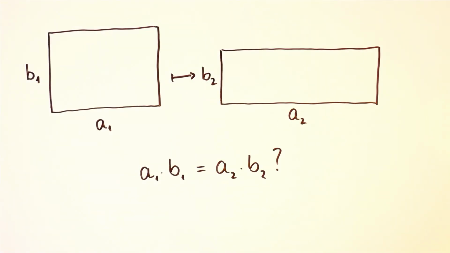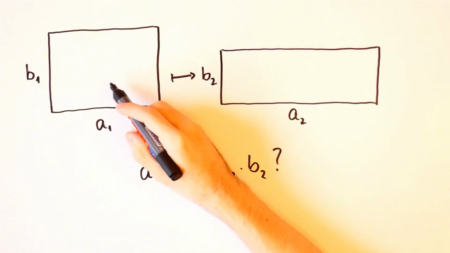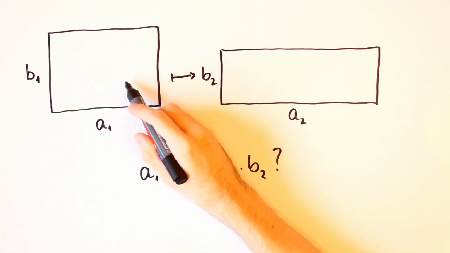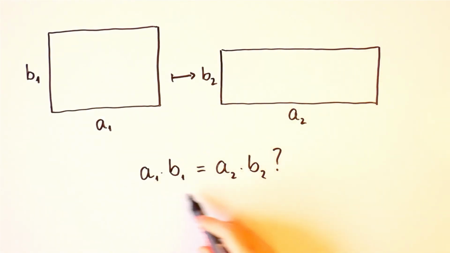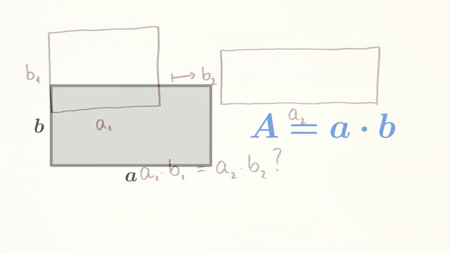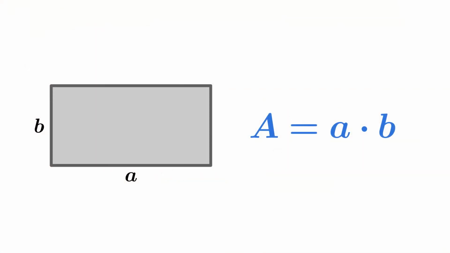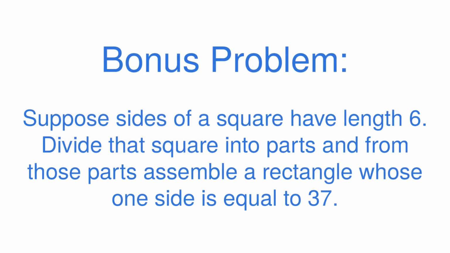We can generalize this question by asking how do we know that if we divide one rectangle into parts, and from those parts assemble another rectangle, the products of their sides will be equal. This, however, we won't prove, and we'll just accept that the area of a rectangle is equal to the product of lengths of its sides. With that in mind, I leave you with this problem. Suppose sides of a square have length 6. Divide that square into parts, and from those parts assemble a rectangle whose one side is equal to 37.